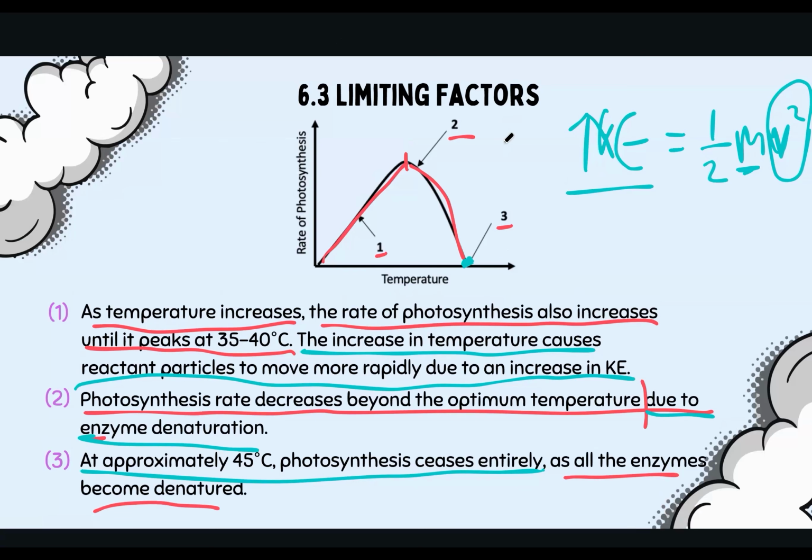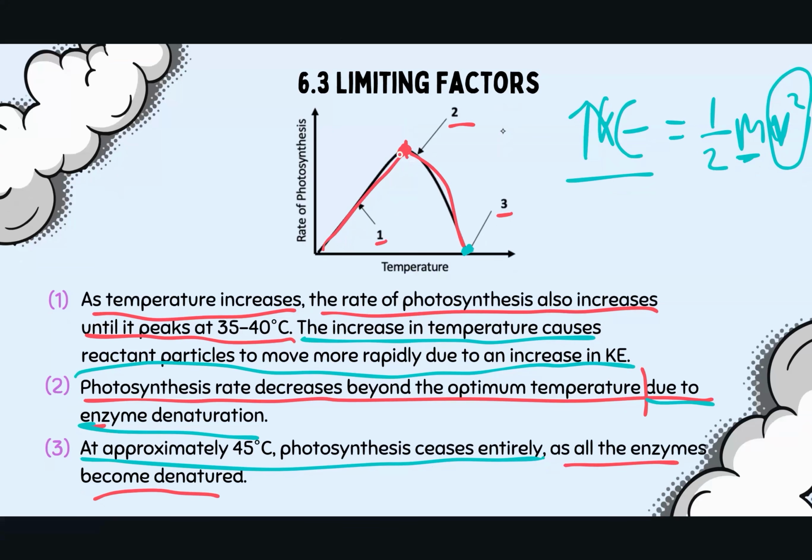Okay, so just to clarify one thing, it's an answer to a very good question. That's the optimum temperature. Now, photosynthesis is a chemical process that requires enzymes. So at 35, 40 degrees, enzymes work at optimum level. Beyond that point, they denature.